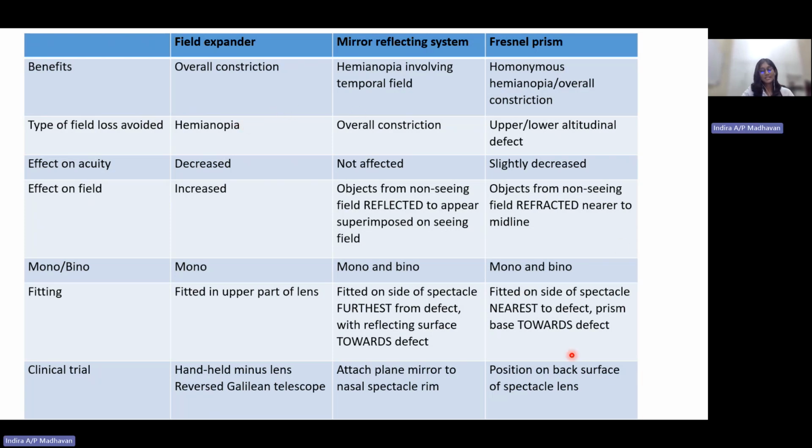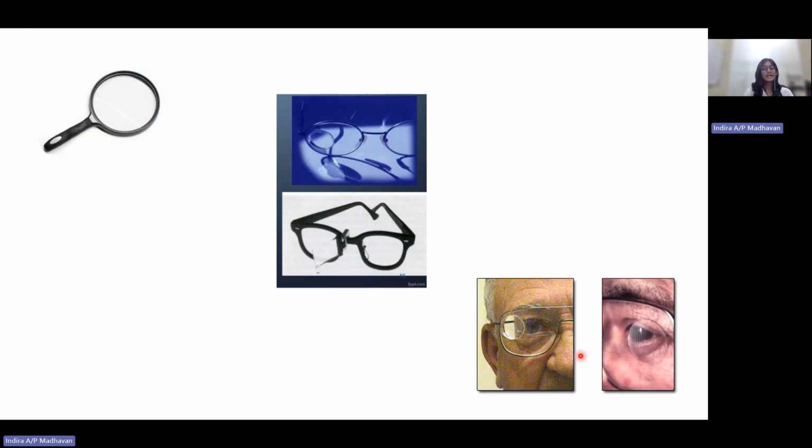So where do we fit this? It is on the back surface of the spectacle lenses. So that's where we will be fitting the Fresnel prism. Okay, so this is how it looks like. As I mentioned earlier, this is a field expander, uncut high minus lenses, which is put in a holder, and then the patient is able to scan through and then keep it inside the pocket.